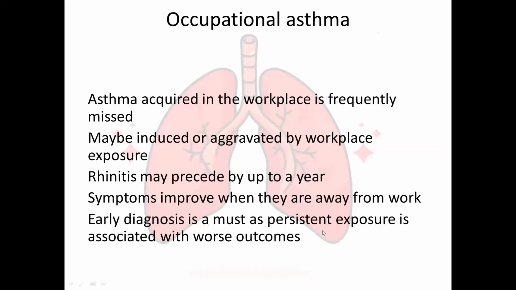Then a few words about subtypes of asthma. First one is occupational asthma. Usually asthma acquired in the workplace is frequently missed. The symptoms may be induced or commonly aggravated by workplace exposure, and occupational rhinitis may precede by up to 1 year, and symptoms may improve when the patients are away from work. Early diagnosis is a must in this case as persistent exposure is often associated with worse outcomes.